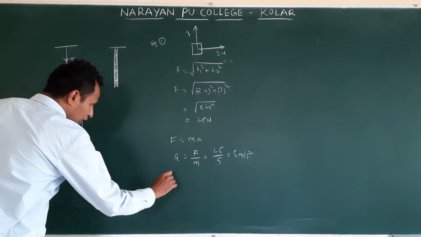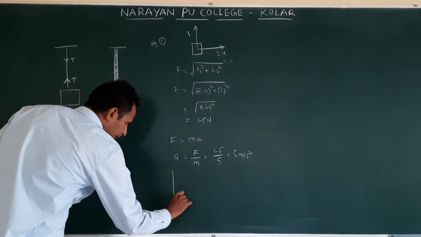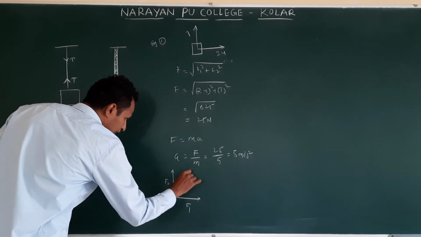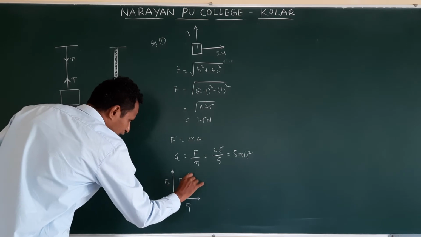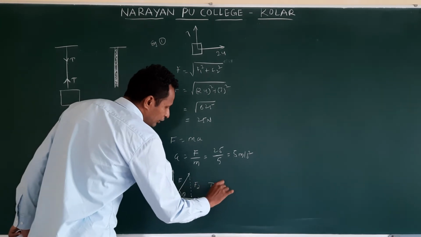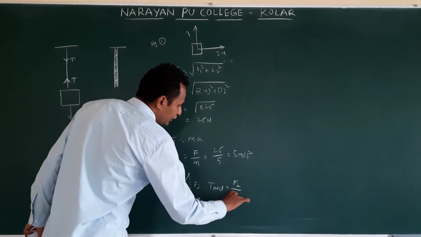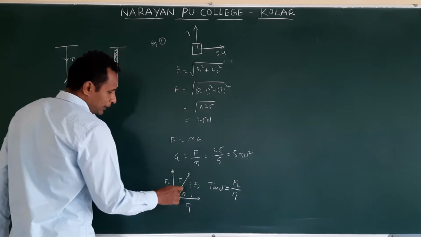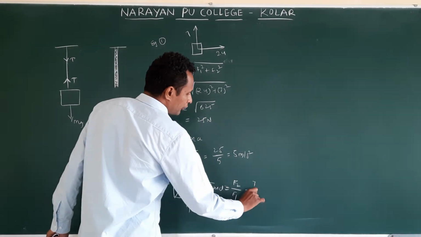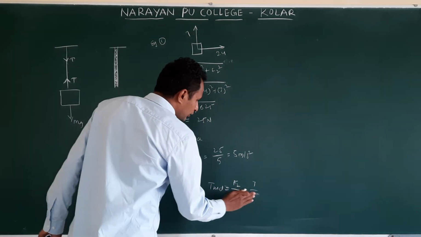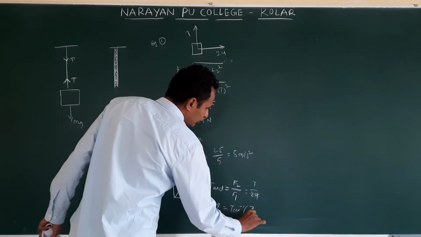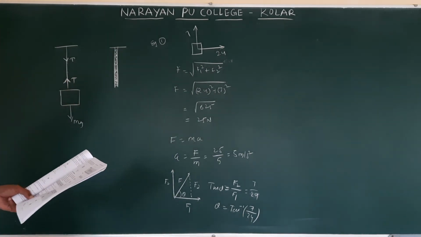How do you find the acceleration direction? This is F1 and this is F2. This is the net force F. If you draw a line here, this is theta. This is F2. Then tan theta is equal to what? Opposite side over adjacent, F2 by F1. When F1 and F2 are perpendicular, we can follow this tan theta. Okay? Then F2 value is 7 by 24. So theta is equal to tan inverse of 7 by 24 with respect to the x axis.